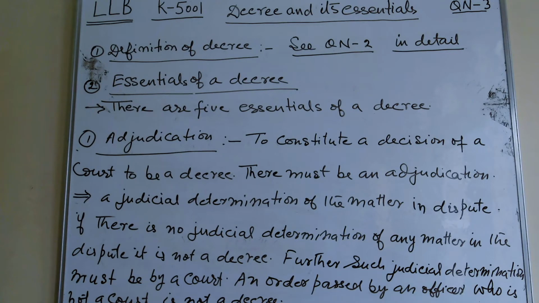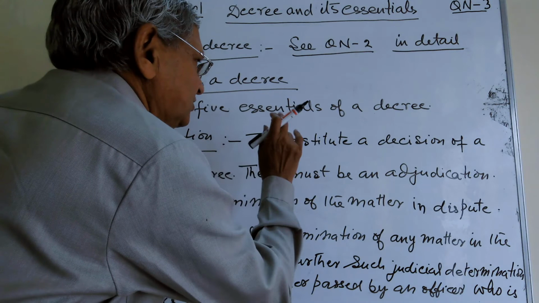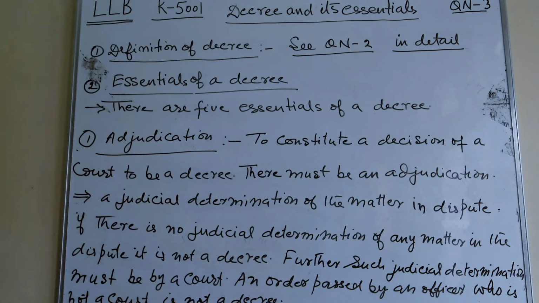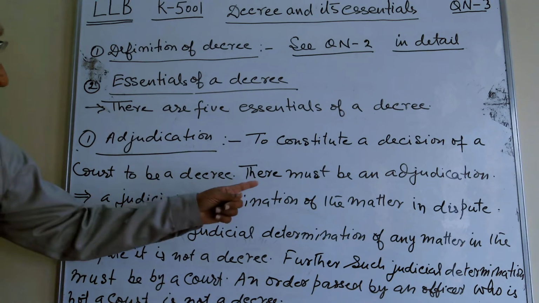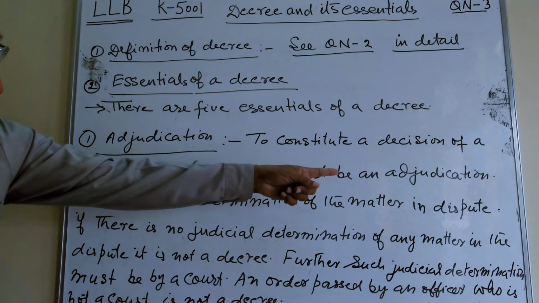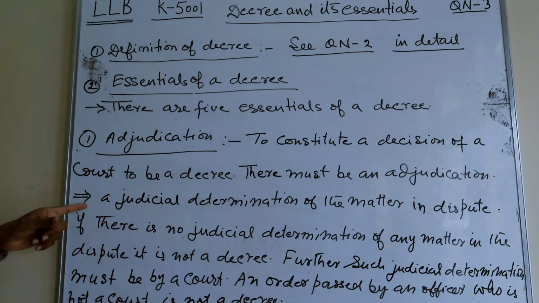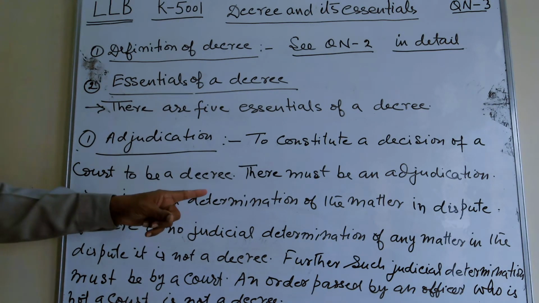Essentials of a degree. There are 5 essentials of a degree, and I am taking these 5 essentials one by one. First is education. What is education? To constitute a decision of a court to be a degree, there must be an education. Or, in other words, there must be a judicial determination of the matter in dispute.